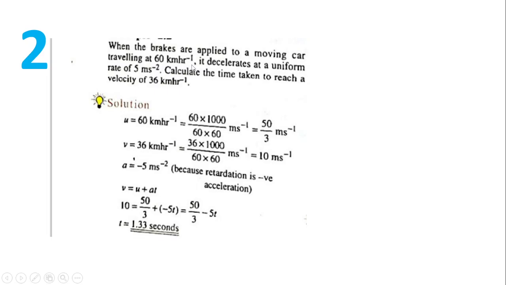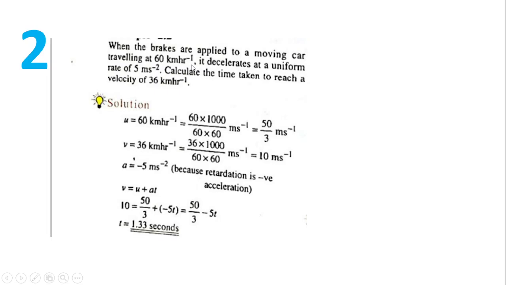When the brakes are applied to a moving car traveling at 60 kilometers per hour, it decelerates at a uniform rate of 5 meters per second square. Now calculate the time taken to reach a velocity of 36 kilometers per hour.